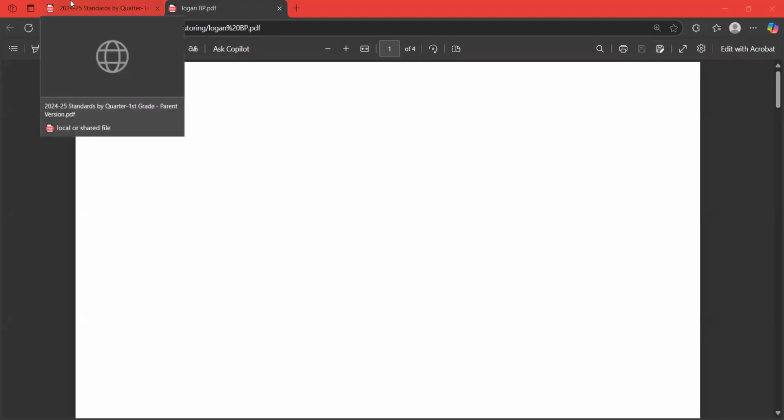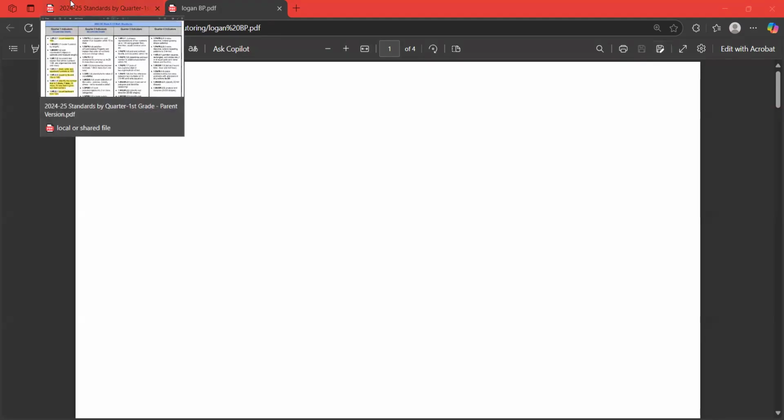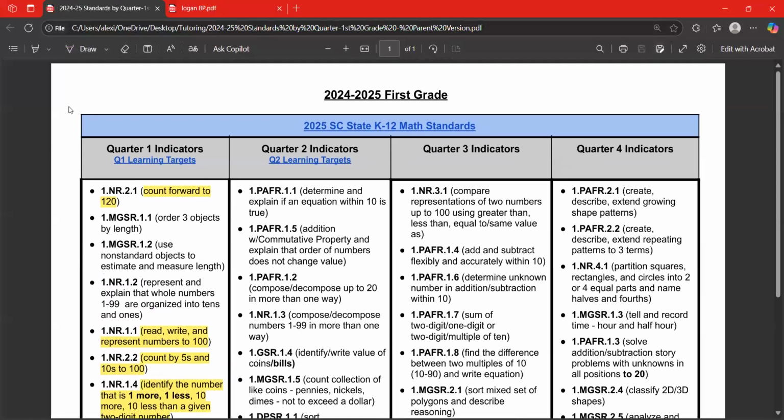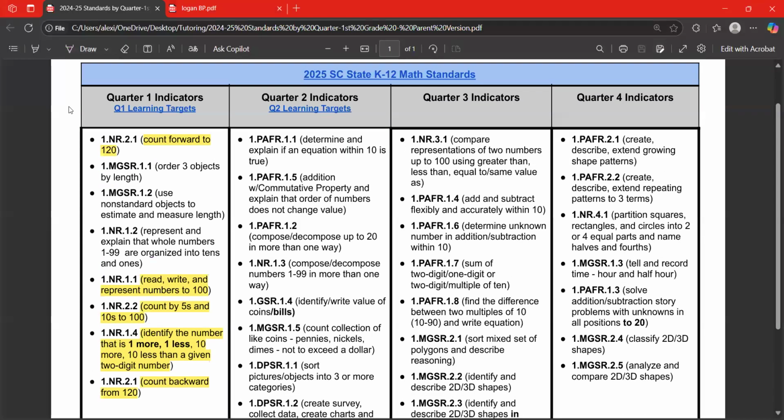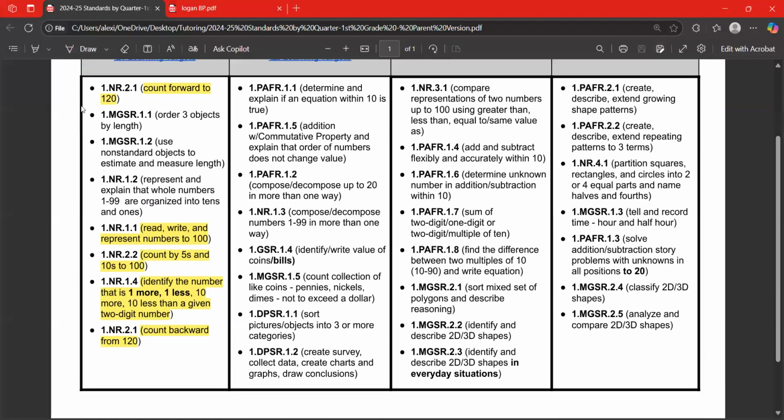We are going into first grade. So let's look at the first grade standards. So this is first grade, K-12 math standards. But in particular, we're looking at your first grade.